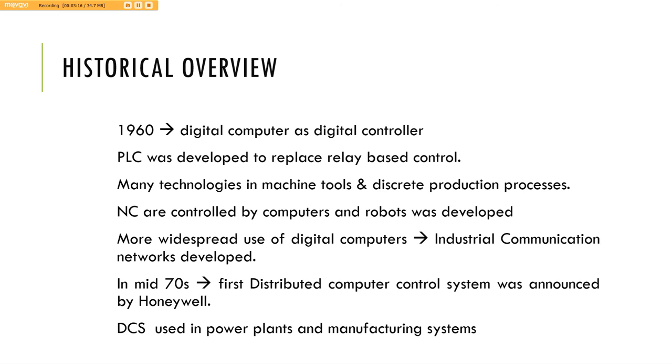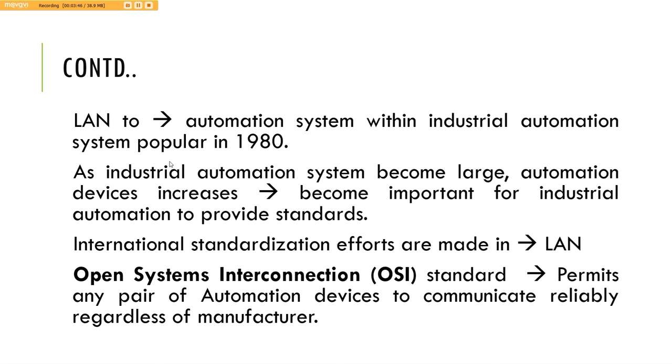A historical overview of communication protocols: it actually started in the 1960s, where digital computers were used as digital controllers, and this is the time when PLCs were developed to replace relay-based controls, along with the introduction of NC machines. In the mid-70s, a lot of distributed control systems were developed by companies like Honeywell. And as I already mentioned, the LAN, the local area network, within industrial automation systems became popular in 1980.